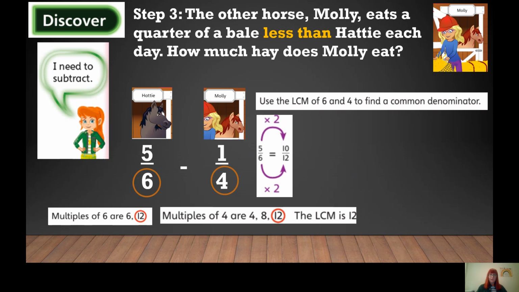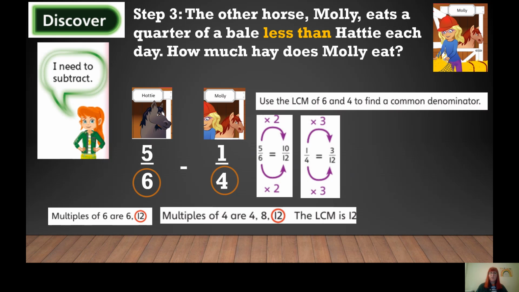Let's do the same to 1/4 and then we can subtract. Okay, so we've got 4 as a denominator and we need to convert to 12ths. So 4 multiplied by 3 gives us the 12th that we're interested in. And what we do to the bottom, we do to the top. 1 times 3 is 3. So 1/4 is equivalent to 3/12ths.